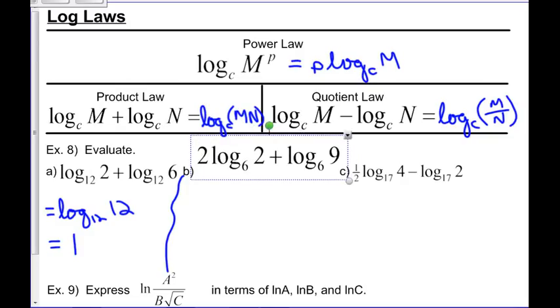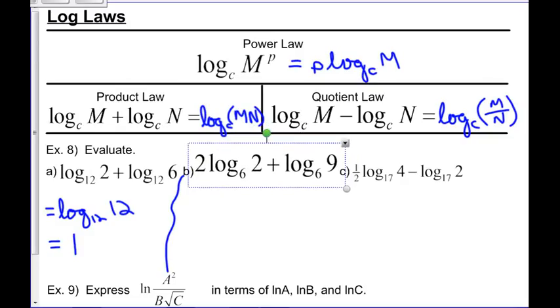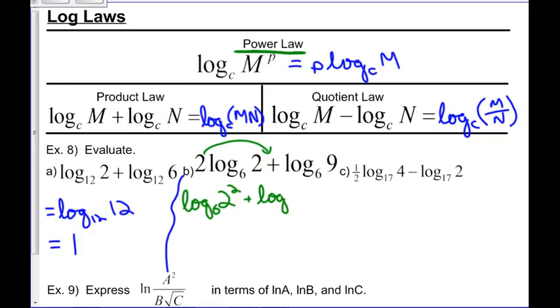2 log base 6 of 2 plus log base 6 of 9. We can't put these together because of this pesky 2 out front. We don't have just log plus log. But that 2 could have been an exponent that lived on top of the 2. That's the power law, kind of in reverse. So I could rewrite this as log base 6 of 2 to the power of 2 plus log base 6 of 9, or log base 6 of 4 plus log base 6 of 9.